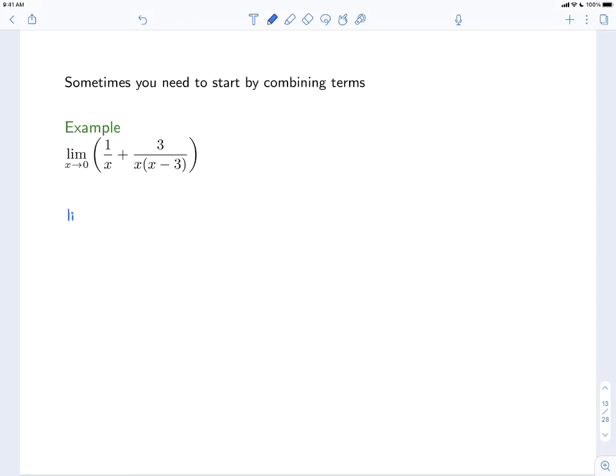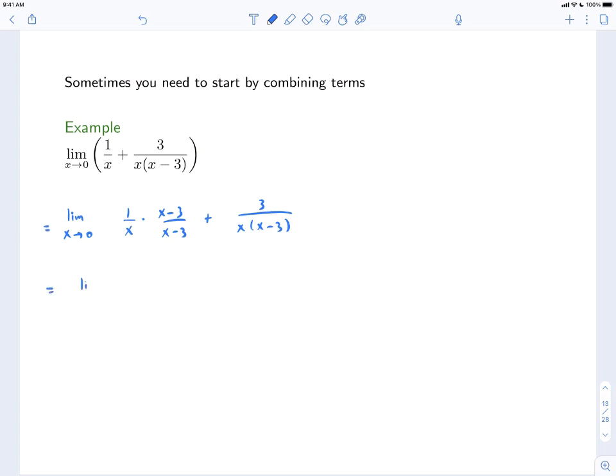So we have the limit as x approaches 0. So what I want to do is give them a common denominator. So we already have a 1 over x, so I want to multiply that by x minus 3 over x minus 3. This is plus 3 over x times x minus 3. And again, we don't simplify the denominator, we don't expand it, we just want to leave it factored because at some point things are going to cancel.